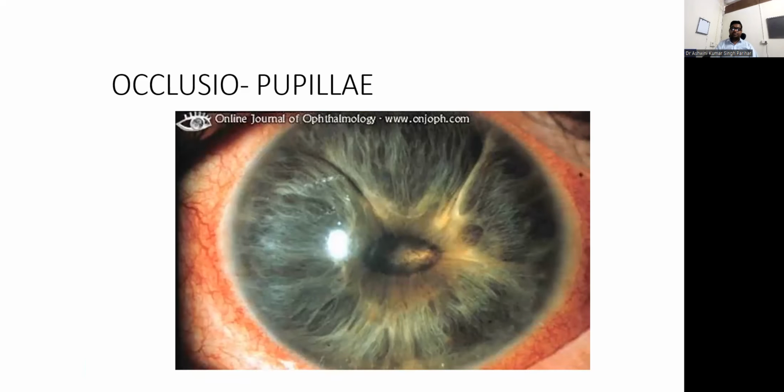In the picture of the occlusio pupillae, you can see the pupil is constricted and stuck over the lens, and the iris bombe has been formed, and the anterior chamber has become funnel shaped and irregular, leading to the formation of peripheral anterior synechiae also, which is causing the raised intraocular pressure.